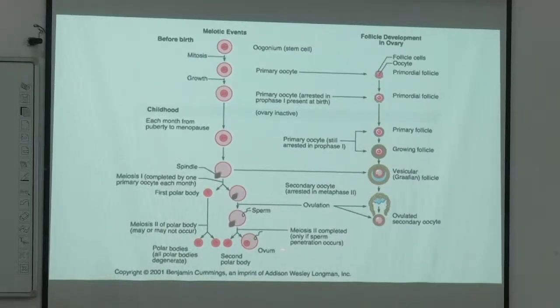If we have the fertilization, then this particular meiosis, which was arrested at the metaphase stage, meiosis 2, arrested at the secondary oocyte, will be completed. And we'll get a mature ovum and the second polar body, which is extruded and will eventually be lost. So this is how the female gamete formation takes place.